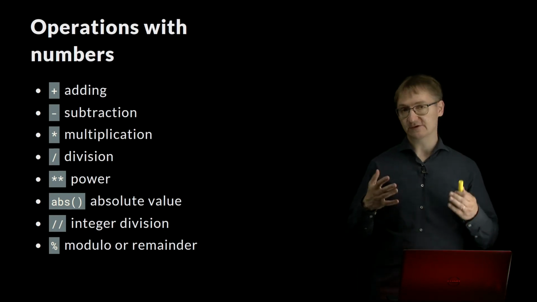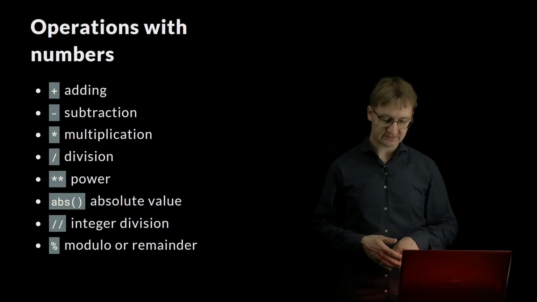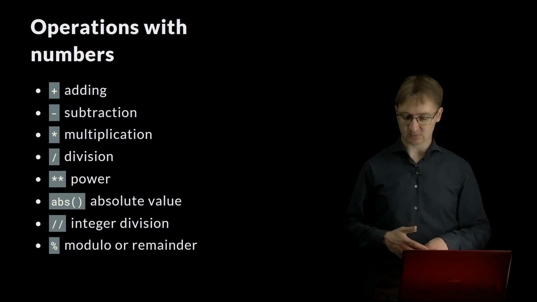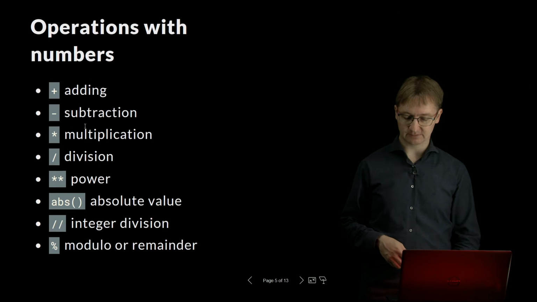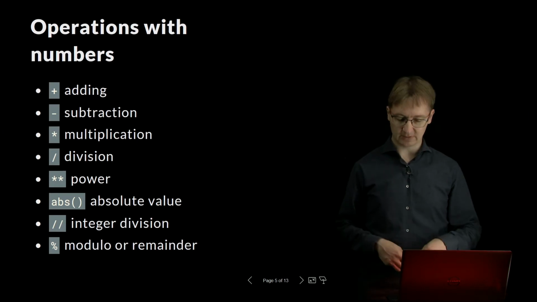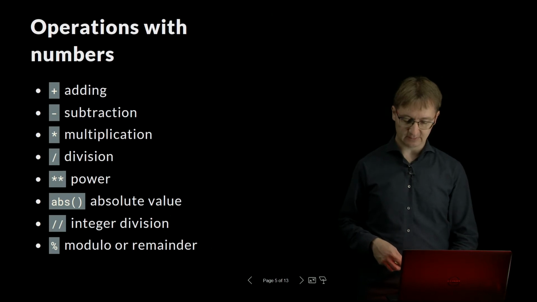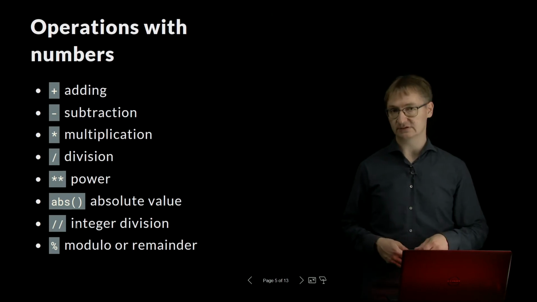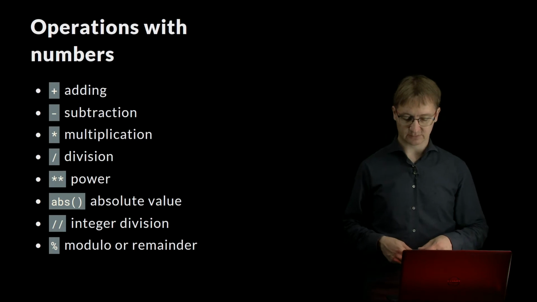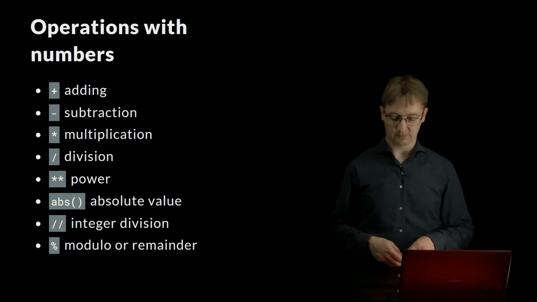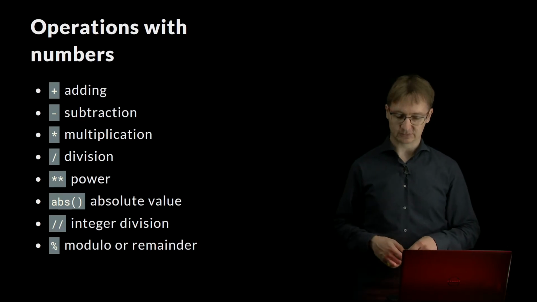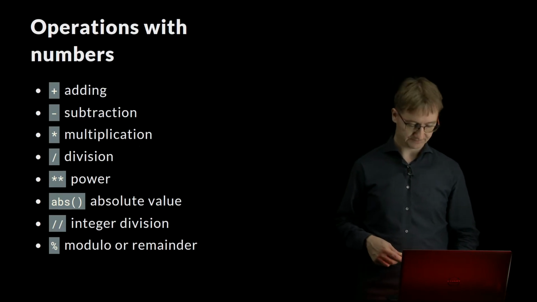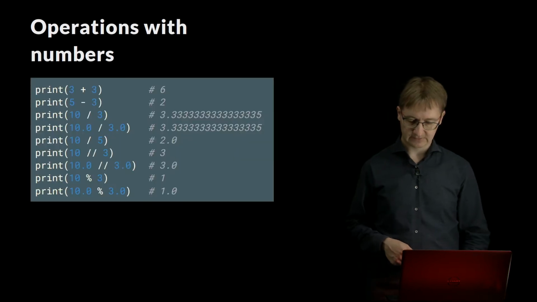So there are different operations we can do with numbers, and here are the basic ones. Basically we can add, we can subtract, we can multiply, we can divide, we can take something to a power, we can take absolute value, we can do integer division, and we can also take modulo or remainder. We will talk about those two last ones in more detail.